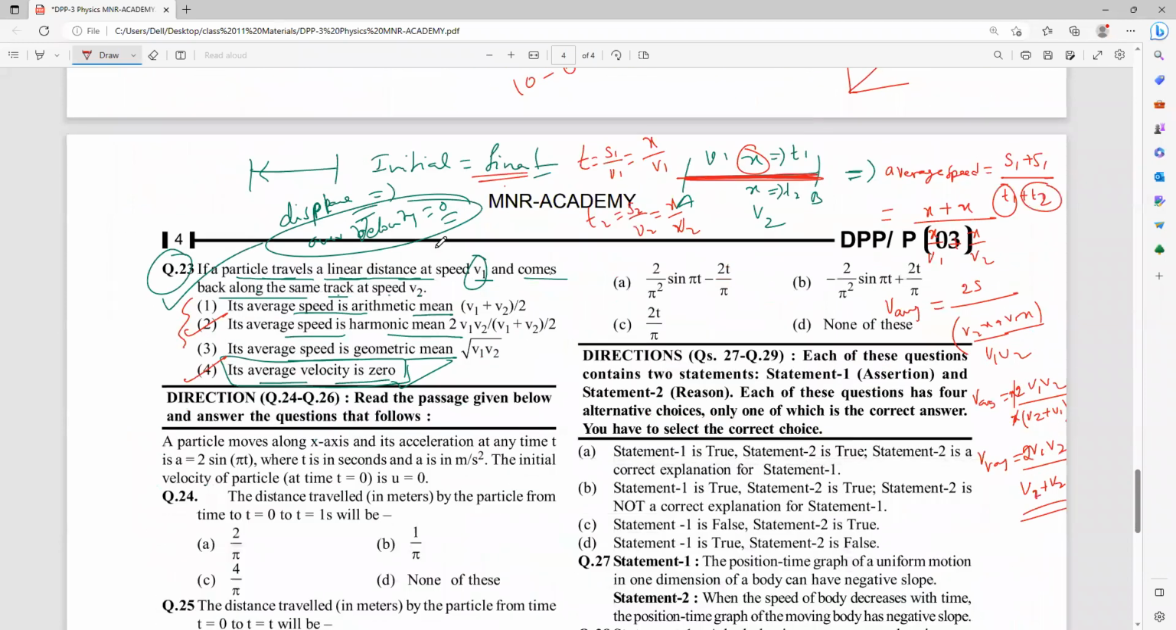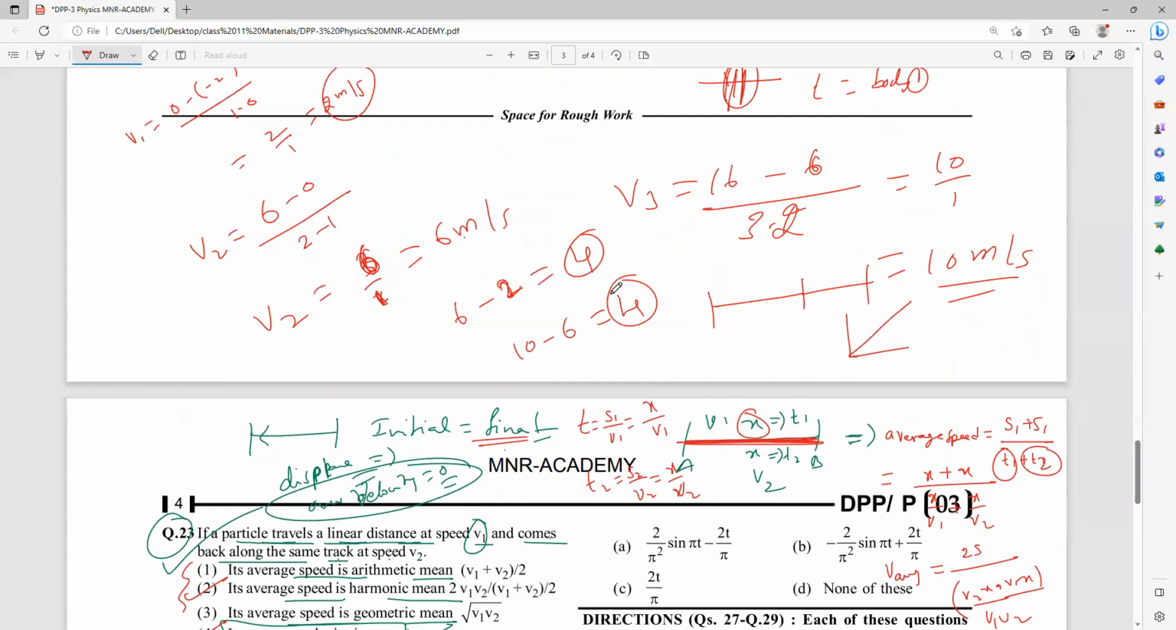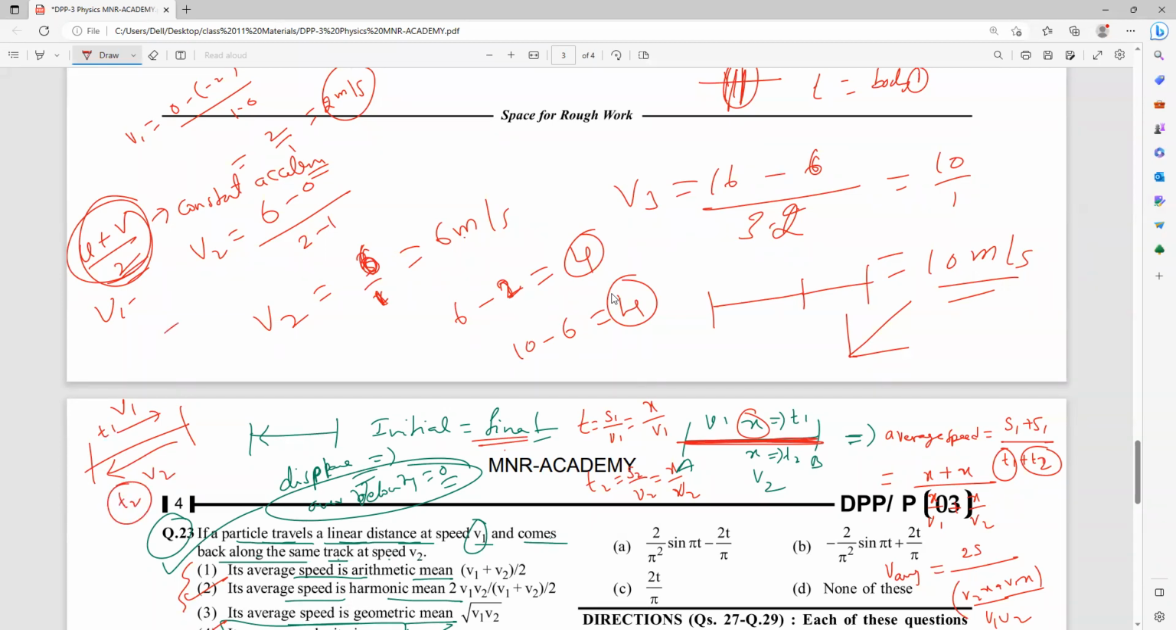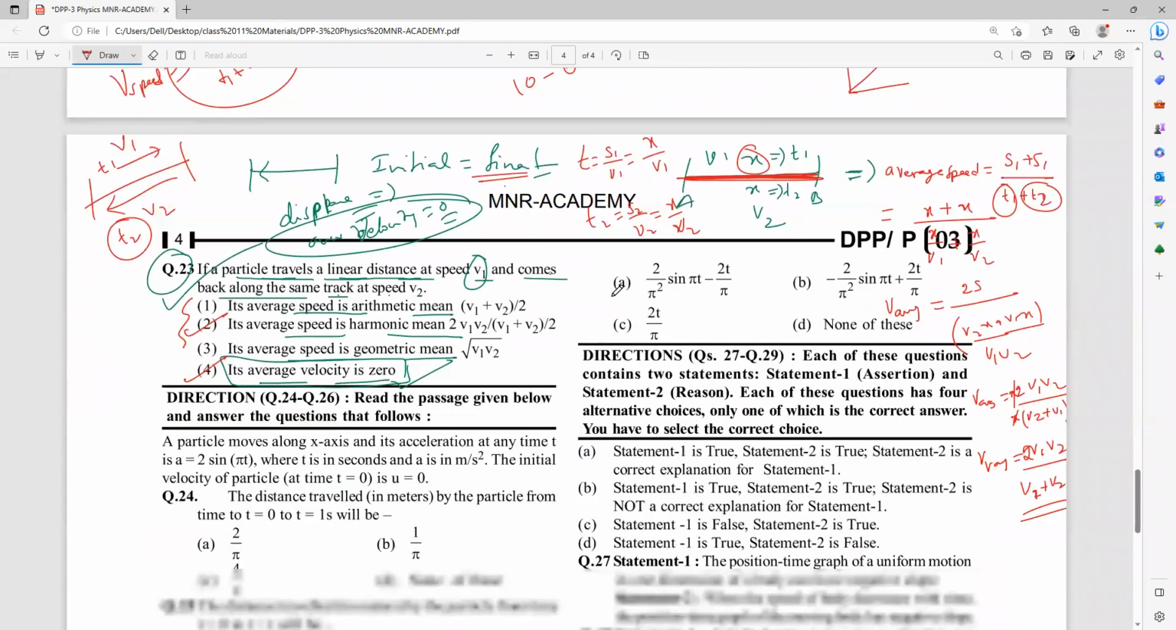Rudreshwar, you made a mistake. You have written V1 V2 by 2. But remember, initial velocity plus final velocity by 2 applies when acceleration is constant. But if the body is coming back, going velocity is V1, coming velocity is V2, then time is T1 and T2. You have to always apply the formula: average speed is equal to total distance divided by total time taken. This formula only, how to use it. Is it okay, Rudreshwar? Don't get confused.